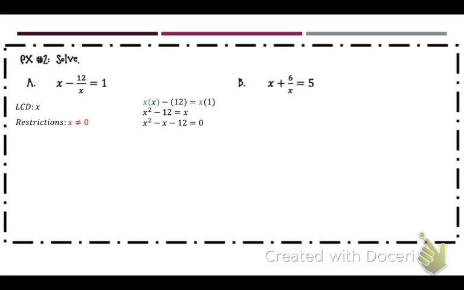Let's move that x over. So it's x squared minus x minus 12 equals 0. Factor that. (x minus 4)(x plus 3). So x equals 4, x equals negative 3. We just double check our restriction. 4 and negative 3 are not 0. So both of those work. And that's your final answer.